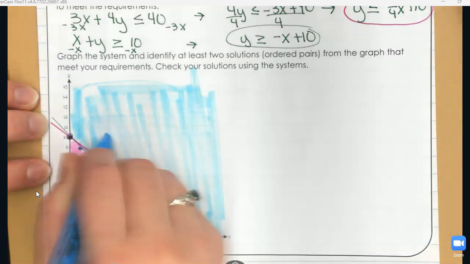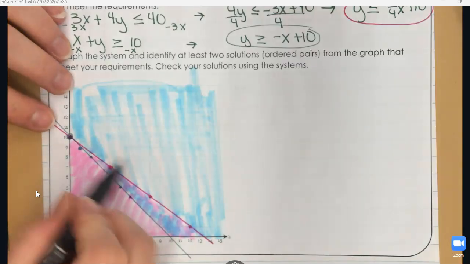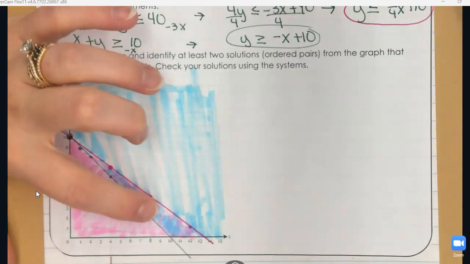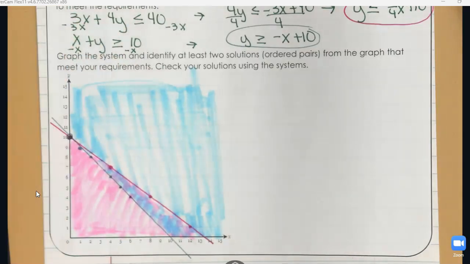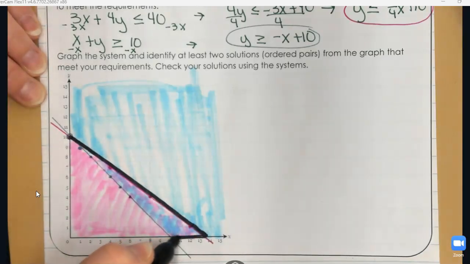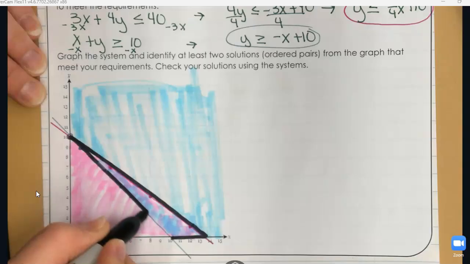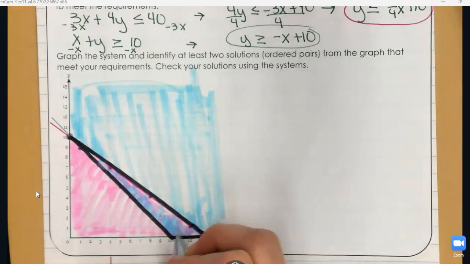So there's my graph. How do I determine two pairs that are in my solution? This is different from your systems of equations where you had one answer, because here, anything that is in where my shadings overlap, so anywhere where I ended up with purple, where I have pink and blue, any points in here or on those lines, because they are solid lines, can be part of my solution. So all I need to do is find 2 points that are in here.